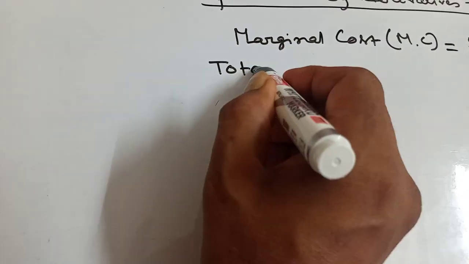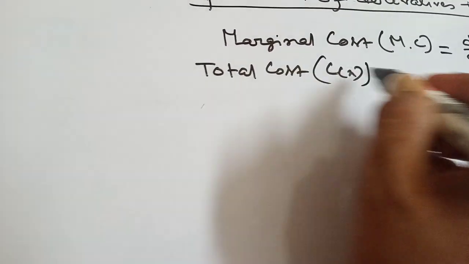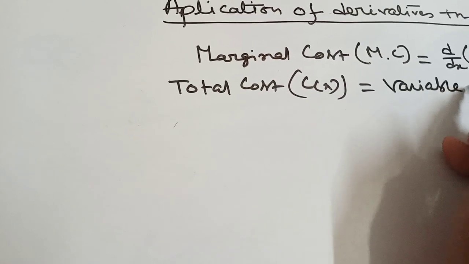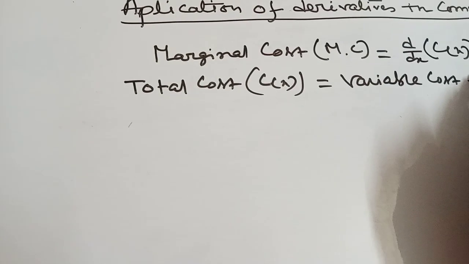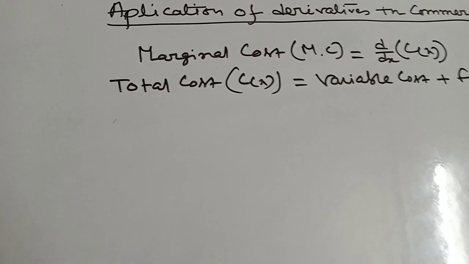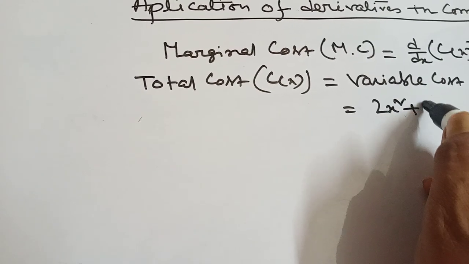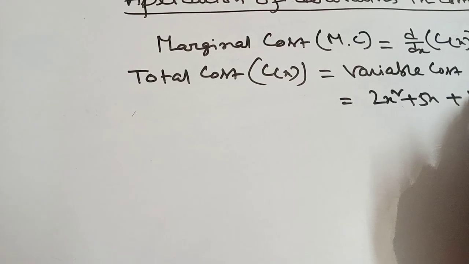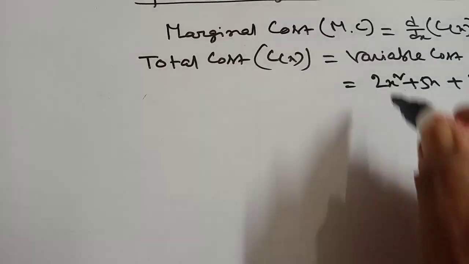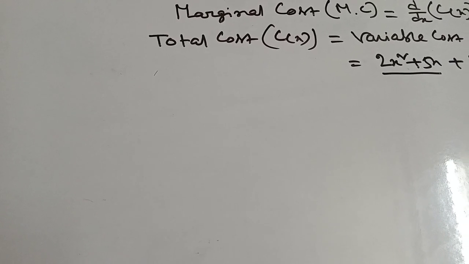Total cost cx equal to variable cost plus fixed cost. Now variable cost is 2x square plus 5x plus 100. Variable part is with x. This part is variable cost and this is fixed cost. Then you will get total cost.